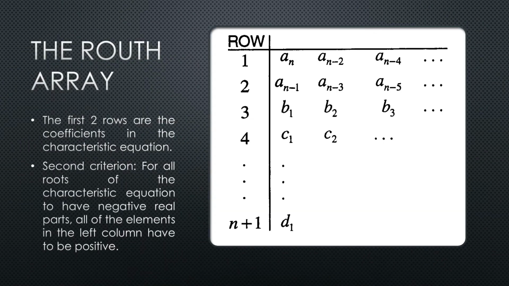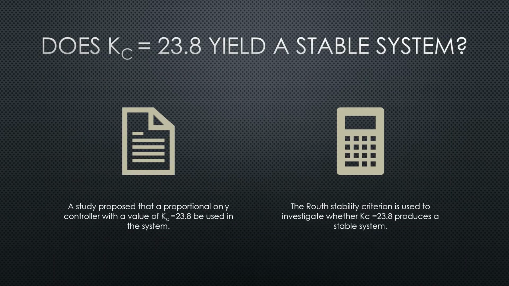We have to construct the Routh array for the system. The first two rows are the coefficients in the characteristic equation, and the other elements are obtained by cross multiplication. The second criterion is that all the elements in the leftmost column have to be positive for the system to be stable. A P-only controller with a Kc value of 23.8 was proposed. Therefore, we are going to calculate whether this is stable.